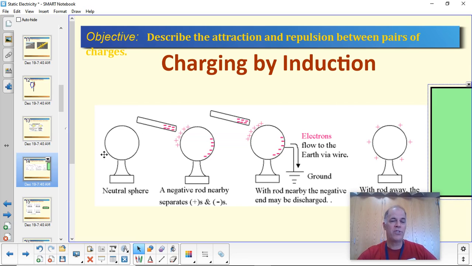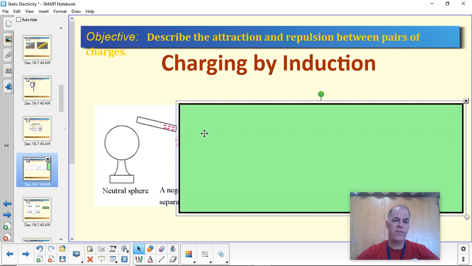So again, the process is: start off with a neutral sphere, an even number of positive and negative charges evenly distributed. You bring in a negatively charged rod that induces a positive charge on the close side and a negative charge on the far side. If you then give those electrons some place to go, they will leave, leaving the sphere with a net positive charge. You've induced a charge. Notice that in charging by induction there's never any contact between the two objects. It's just pushing things around by electric forces in the electric fields. All right, we'll put that back here for next time.